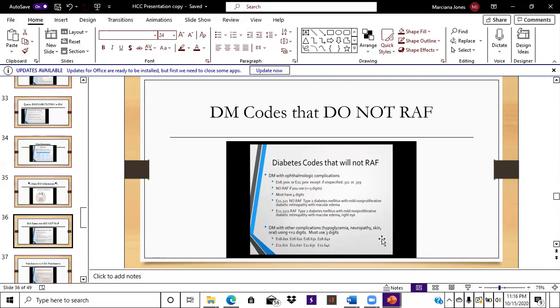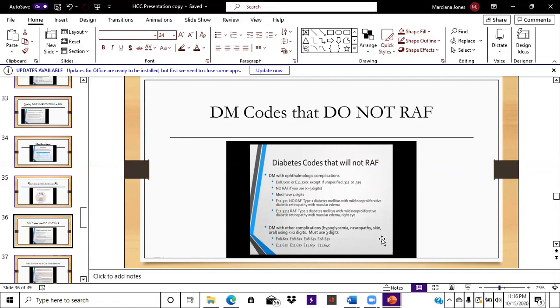Now, diabetes with other complications like hyperglycemia, skin, neuropathy, oral, using 2 digits. Must use 3, no RAF. Everyone thinks diabetes codes will automatically RAF. The exception is unspecified. That's the exception. But our diabetes code doesn't automatically RAF like people think they do. So that's why you have to pay attention, because they don't.